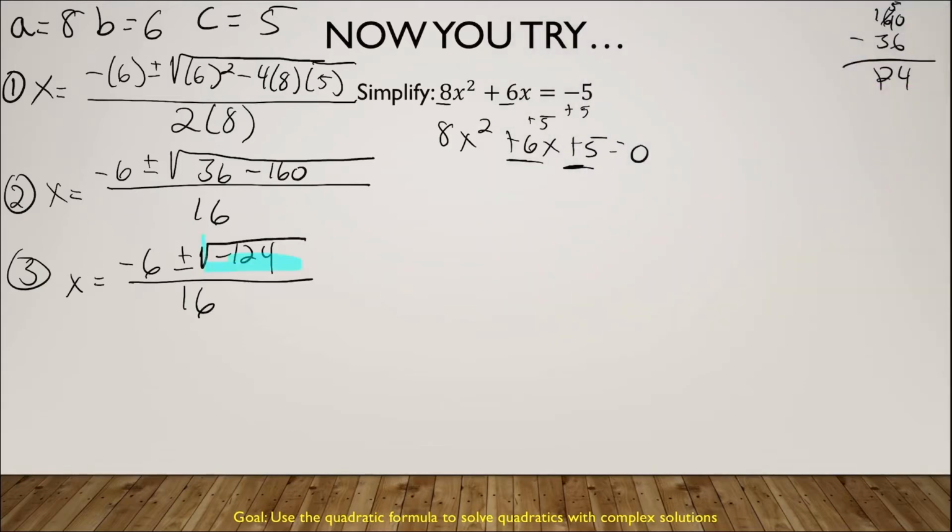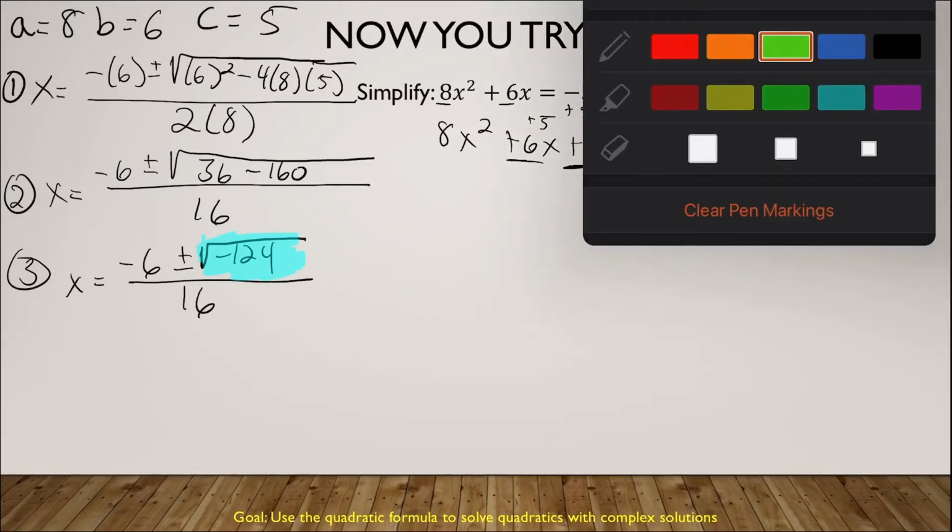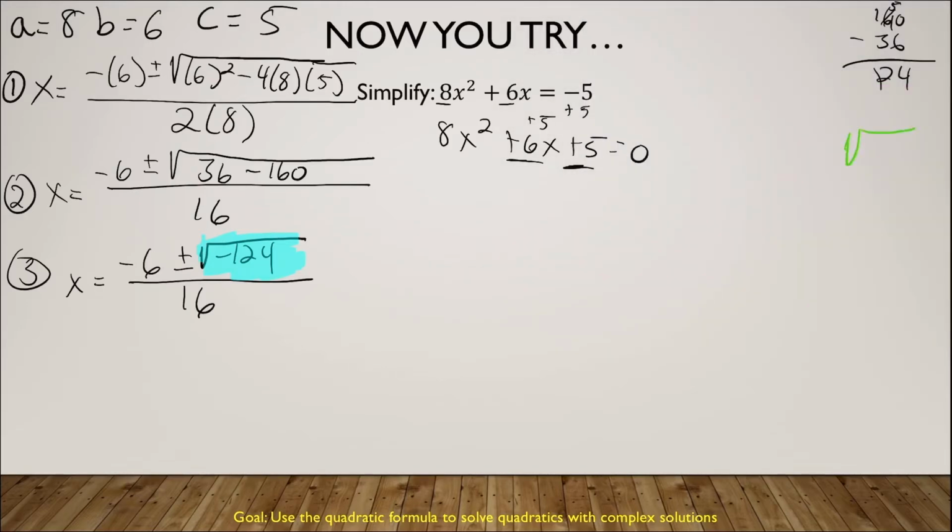Now I'm going to take that negative 124. I'm going to bring it over here. We're going to simplify it. So first I'm going to do the square root of negative 1 times the square root of 124. Now I can simplify that because we know that the square root of negative 1 is just equal to i.